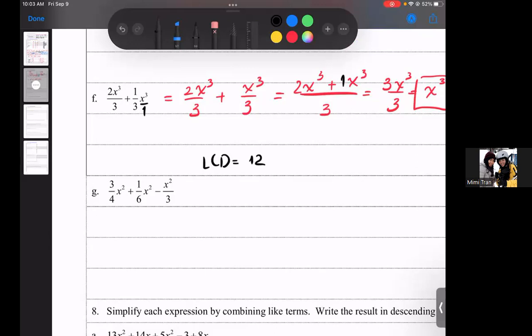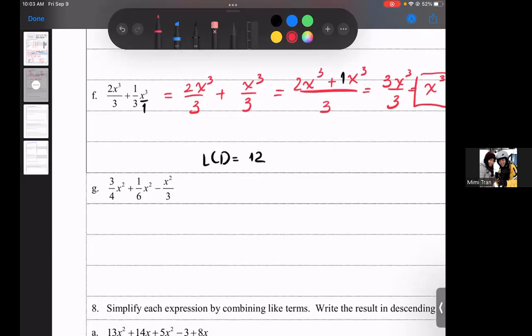Another rule is that I'm not allowed to change my expression. So what do I do if I'm not allowed to change? Let me rewrite the whole thing first. Just rewrite things down here, leaving a little space. If I need this to be a 12, then what should I multiply with? A 3. If I multiply 3 to the bottom, I should do the same thing to the top. So I don't change anything. Basically, I multiply by 1, right? So 3 over 3. Nothing changed.